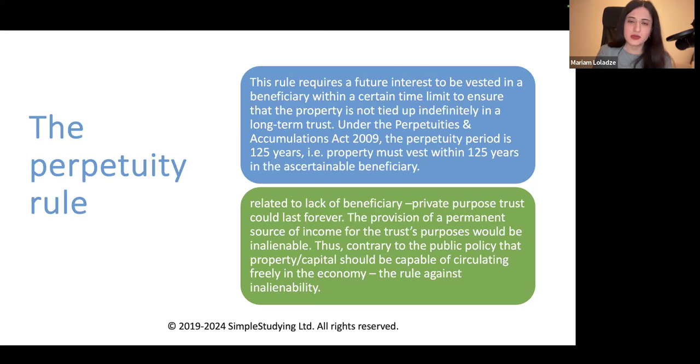According to the Perpetuities and Accumulations Act 2009, the perpetuity period is 125 years, and it cannot be more than that. Whereas for the purpose trust, the perpetuity rule does not apply. Because there is a lack of beneficiary, the purpose trust could last forever. So it does not comply with the perpetuity rule. And that's one more reason why we don't want a purpose trust to exist. This is against the public policy that property capital should be capable of circulating in the economy, the rule against inalienability.